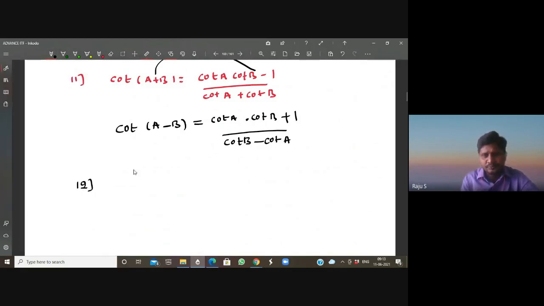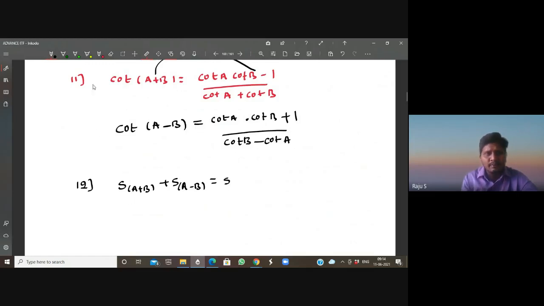Next, sine A plus B is there. Say I want to know, sine A plus B formula I have already written, and sine A minus B also I have written the formula. I want to know the sine A plus B plus sine A minus B formula. First, can you tell me what is the sine A plus B formula?